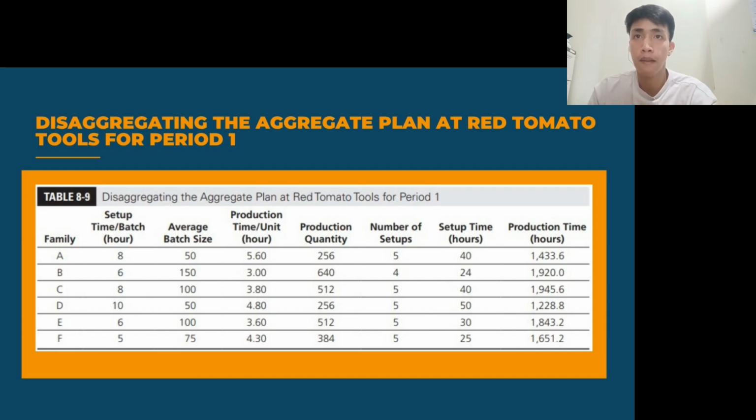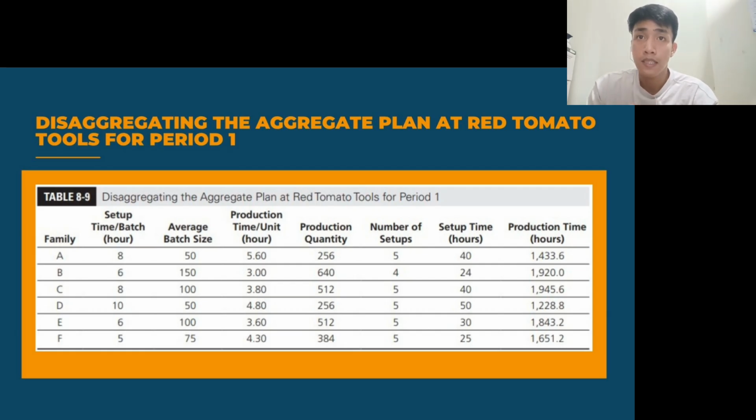So, unahin natin si family A. Makikita natin na yung setup time niya is 8 hours per batch. And the average batch size is 50 units. Yung production time per unit is 5.6 hours. And ang total production quantity niya is 256 units. So ngayon, para malaman kung ilang setups yung kailangan, dinivide natin yung 256 by 50.